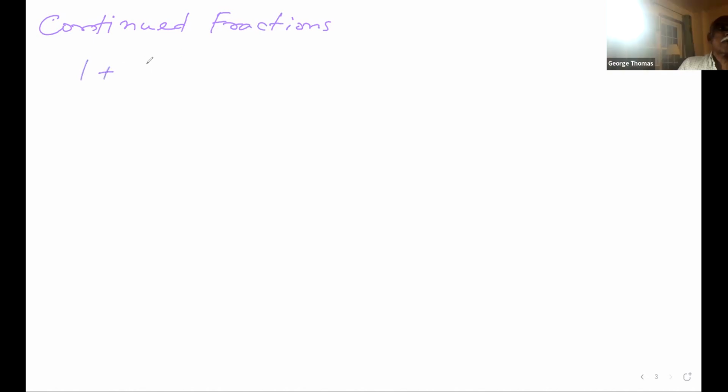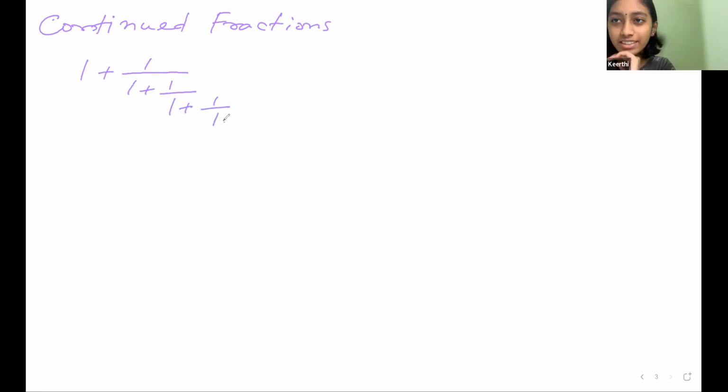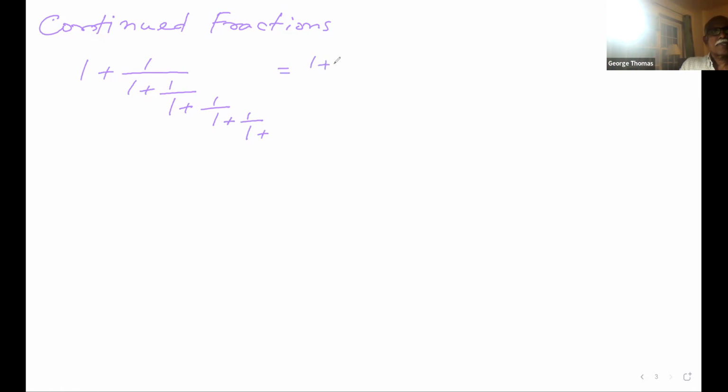Suppose I write 1 over 1 plus 1 over 1 plus 1 over... I have seen this, sir. So have I, sir. This is called a continued fraction. I think the value of this is (1 plus square root of 5) over 2. I'm not sure.